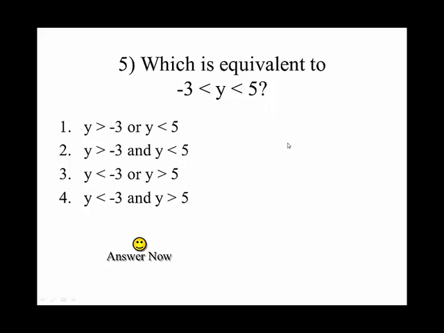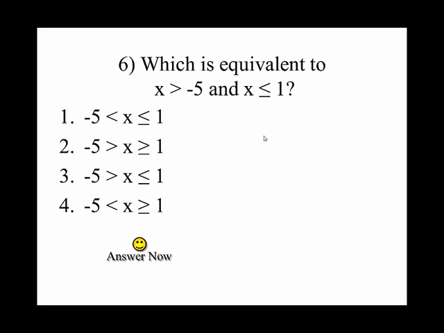So looking at this compound inequality, how could we rewrite this? Since y is in the middle, we know it's an AND situation. We know that y is greater than negative 3 when we put the y in front. And we know that y is less than 5. So this would be answer number 2.